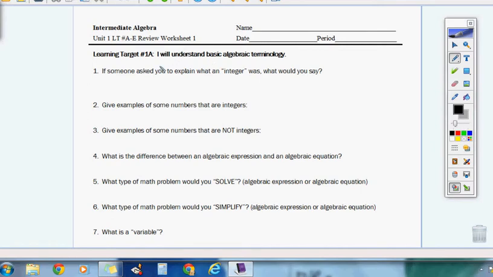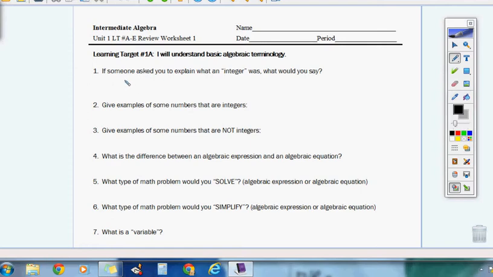Number one, if someone asked you to explain what an integer was, what would you say? Well, I would say, wow, that's a very interesting question. I can't believe you're asking me about math. Let me answer it. An integer is one of the numbers that we use quite often when answering questions. You know, how many hours of sleep did you get? 8. That's an integer. But it also includes negative numbers. So no decimals and no fractions, basically.